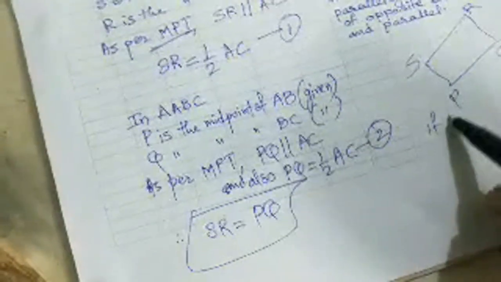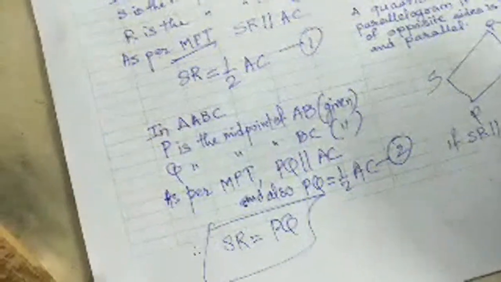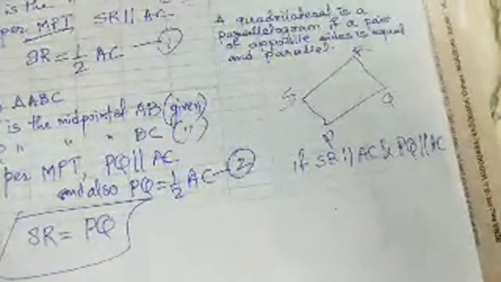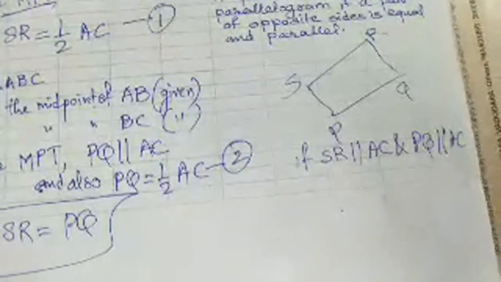Also, if you look at the whole figure, we have proven that SR is parallel to AC and PQ is also parallel to AC. See, SR is parallel to AC and PQ is also parallel to AC. Here comes the third theorem: two line segments parallel to a common third line segment are always parallel to each other.